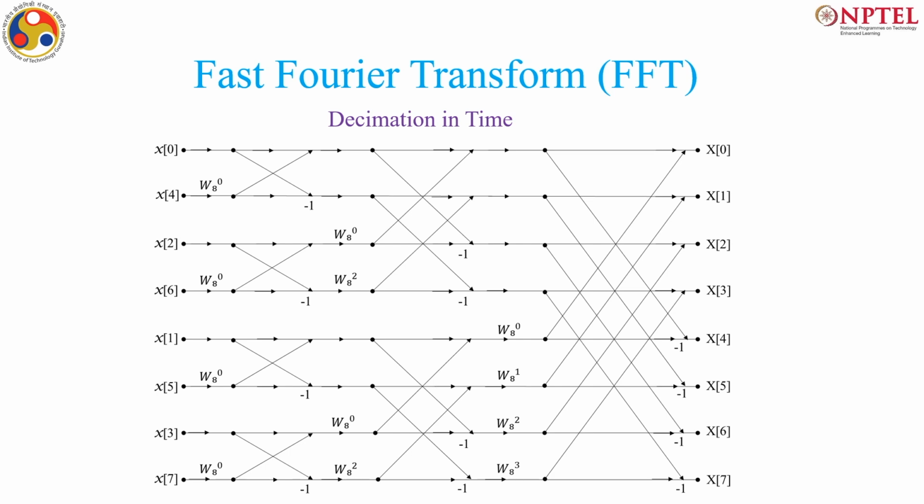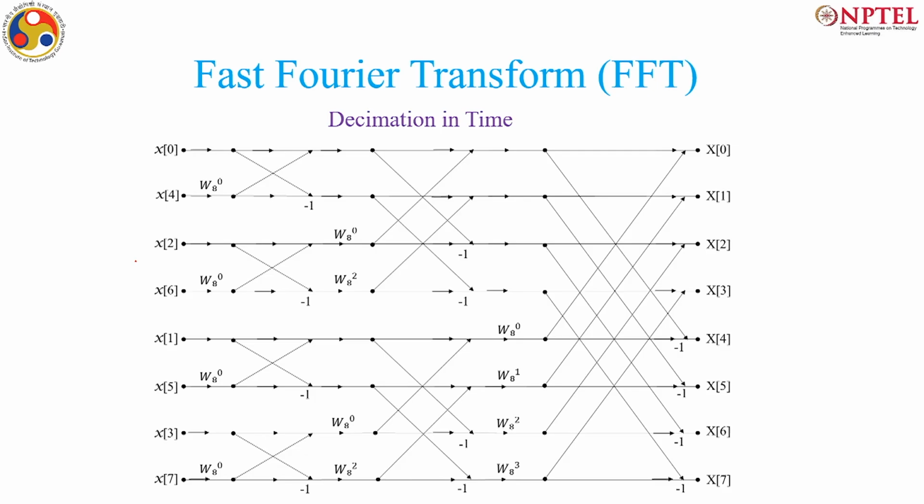So, this is the decimation in time algorithm. How would you understand it? See the input side. The first sample is x of 0, then 3 samples are skipped, x1, x2 and x3, and then I get x4. Similarly, I get x2 and then I skip 3 samples, I take x6. Then I take x1, skip 3 samples, take x5, and similarly take x3 and then skip 3 samples, take x7. Now, why 3 samples? Because there are 2 stages.